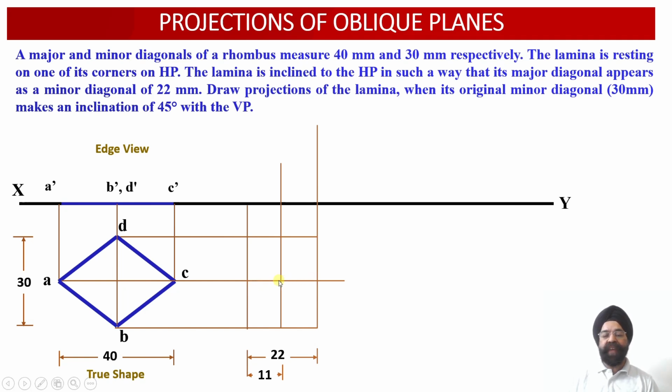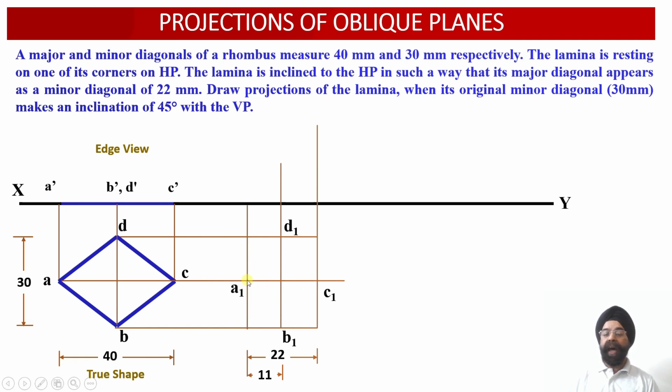So this distance we have to draw as 11 millimeter. This distance we have to mark as 11 millimeter. Okay, so this is 15. This is 15. So the distance between B1 and D1 points will be 30 millimeter. Now the distance between A1 and C1 will be equal to 22 millimeter.